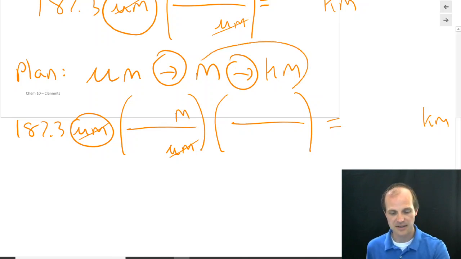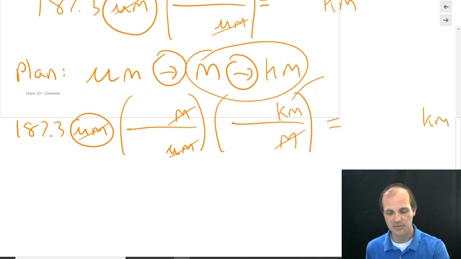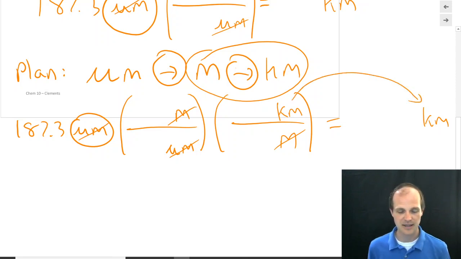Now, in my next one, I'm going to convert meters to kilometers, which means I need meters to go away. 1 on top, 1 on the bottom. And I need kilometers on the top, so I get kilometers at the end. I've got my units right. Now I can put in numbers.